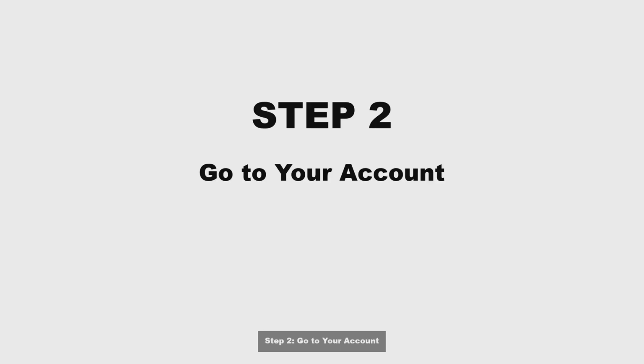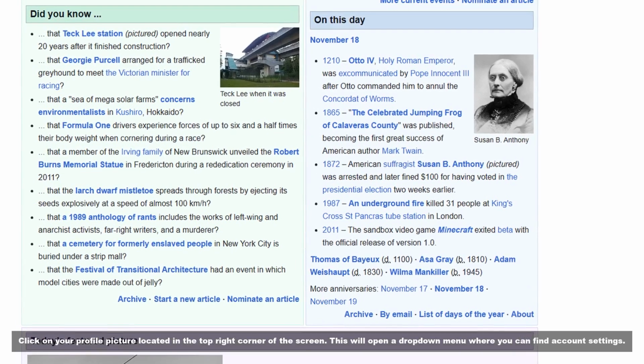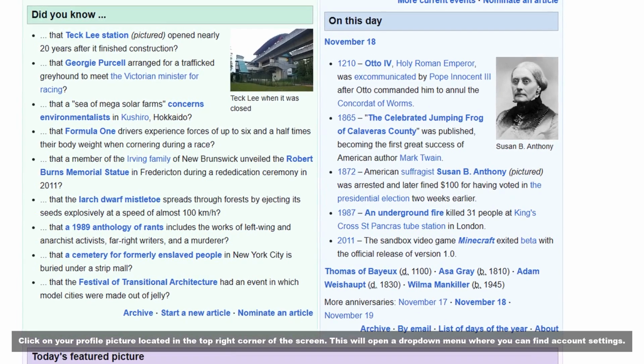Step 2. Go to your account. Click on your profile picture located in the top right corner of the screen. This will open a drop-down menu where you can find account settings.